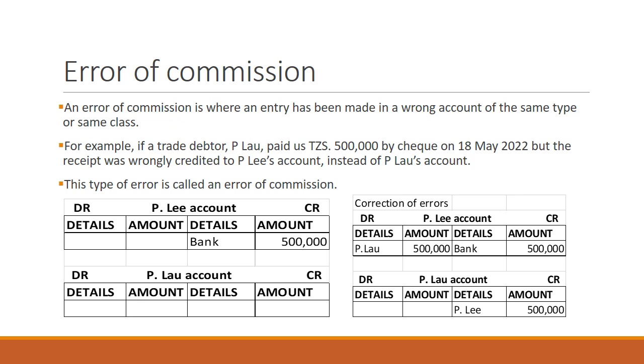Because the entry was entered on the credit side, to deduct that amount we have to write in the reverse. We have to write it on the debit side, so the amount of debit equals credit, and there will be a nil balance on that account. To correct that error, we debit P-Lee account with the same amount, 500,000, and credit P-Lau account with 500,000. So the amount is deducted from P-Lee account and goes to the correct account, P-Lau account.